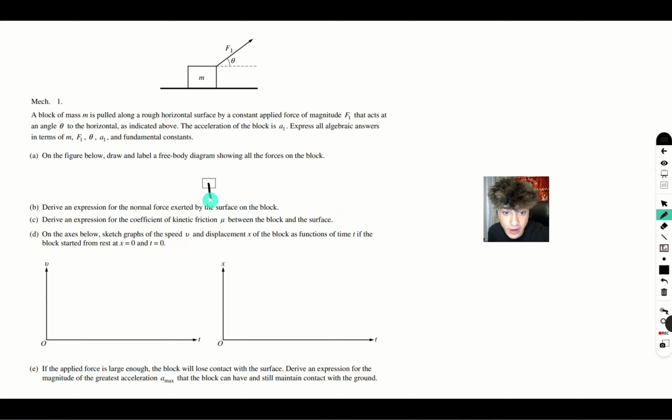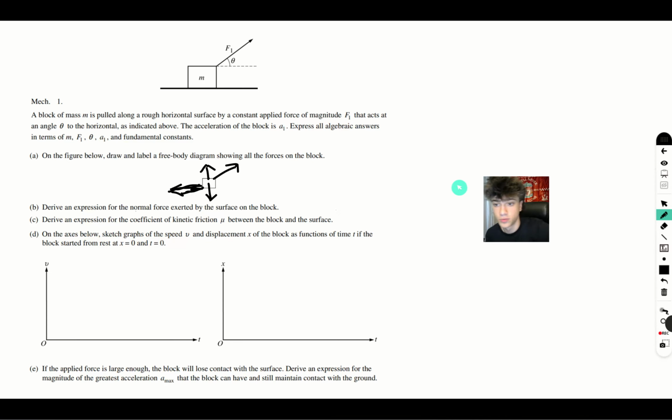So we know we have gravity. I'm going to have friction. Gravity's going down, friction's going to be parallel to the plane, and we have our force F1 that way. Oh, we also have our normal force going upwards.